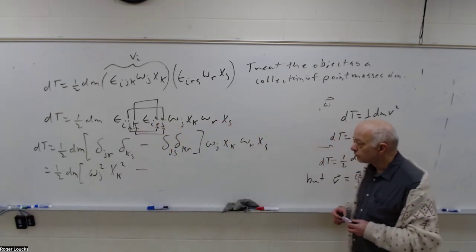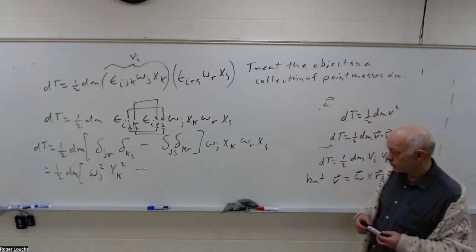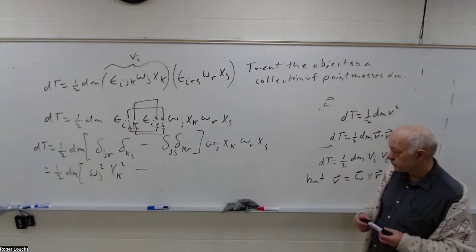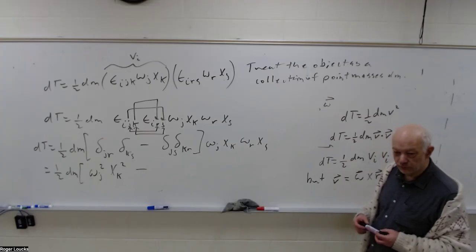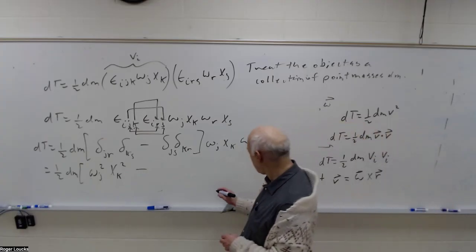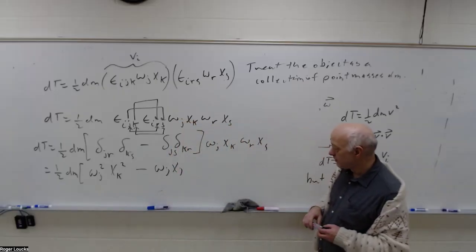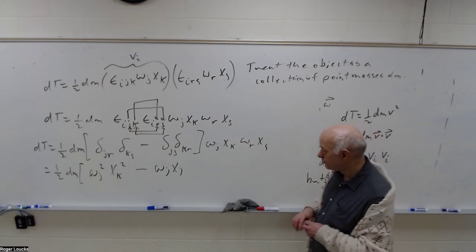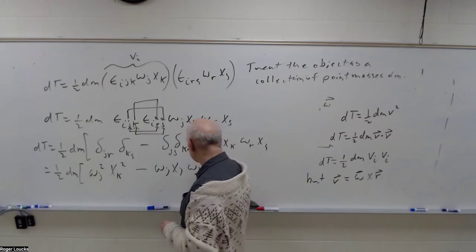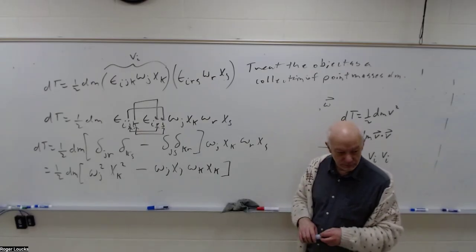Minus. So for this, true, omega J xj, meaning this one, followed by omega K xk. Okay, and so this is going to be omega k xk. And we're done.